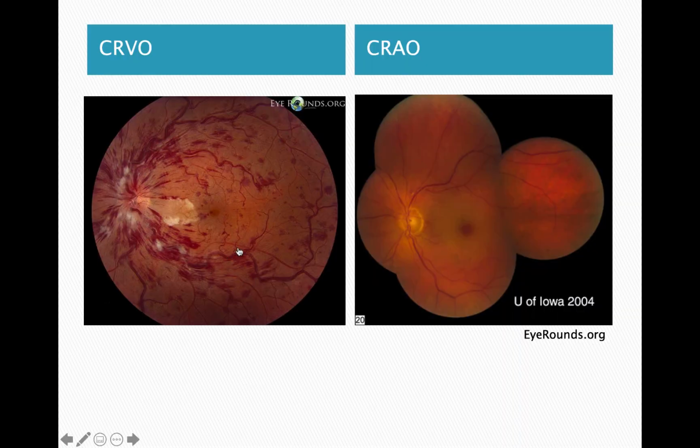And here's what the two look like. Very, very different appearances when you dilate the eye. And you can see this just has this pale look to it, and these have a more dramatic look, but just as concerning.